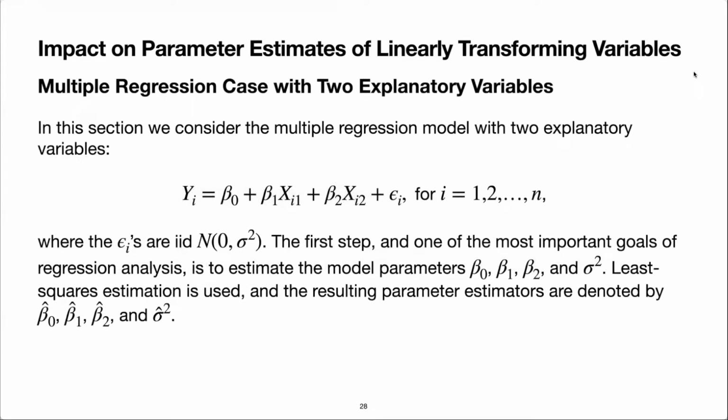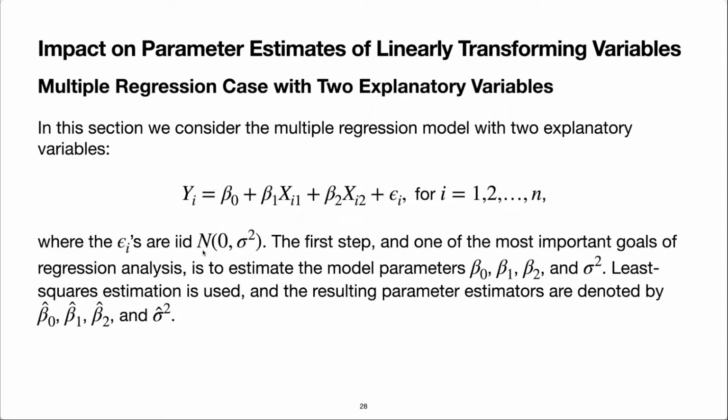So in this section, we consider the multiple regression model with two explanatory variables given by the following. y sub i equal to beta 0 plus beta 1 times x i1 plus beta 2 times x i2 plus epsilon sub i, with i going from 1 to n, which is the sample size. As usual, the epsilons, the error terms of the model, are assumed for the purposes of developing the estimators to be independent and identically distributed with a mean of 0 and a variance of sigma squared, which is unknown.